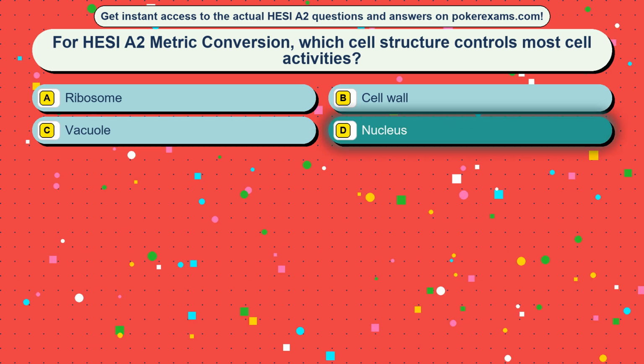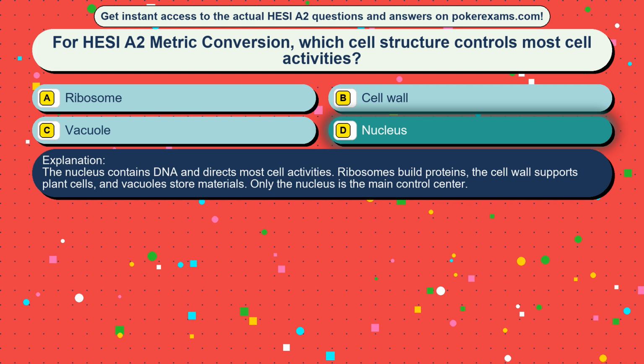The correct answer is option D, nucleus. The nucleus contains DNA and directs most cell activities. Ribosomes build proteins, the cell wall supports plant cells, and vacuoles store materials. Only the nucleus is the main control center.